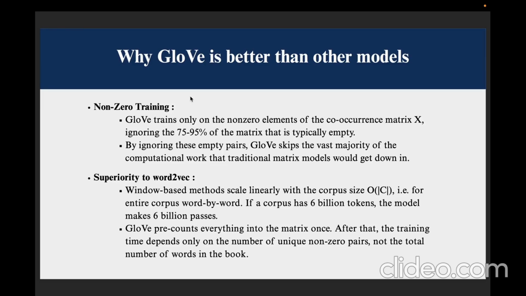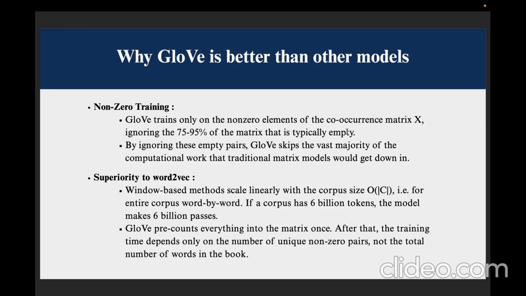But GloVe trains only on the non-zero elements of the co-occurrence matrix X, because this is the only kind of pair which is valid for training. Hence, this helps us ignore the 70 to 95% of the matrix that is typically empty, that has zero counts. Many times two words in a vocabulary may not appear next to each other very often, when one word J that we were considering is not in the context of the word I.